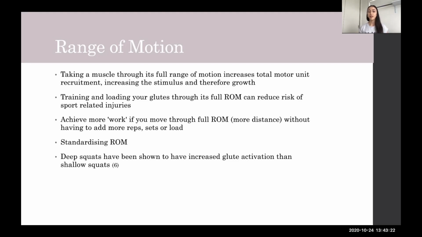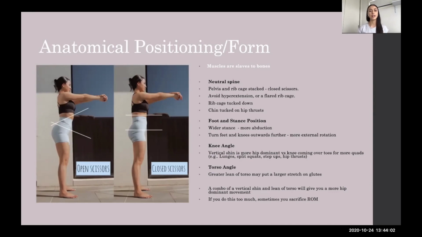And deep squats have actually been shown to have increased glute activation than shallow squats. So although you have more knee flexion in deep squats, you do get the glutes under more stretch in that bottom position as well. Now looking at anatomical positioning, your form.